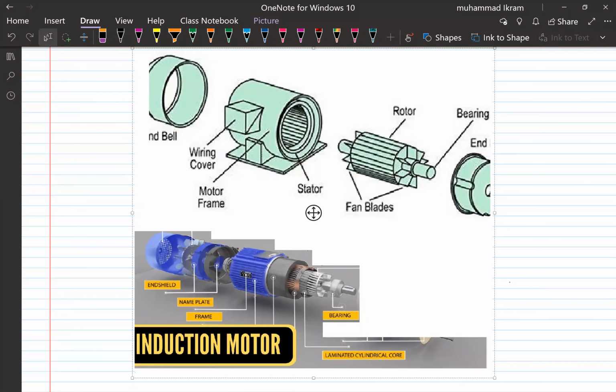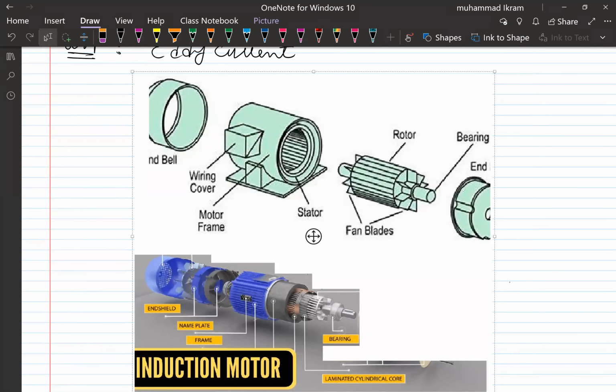The AC motor usually has two basic important parts. The one part is called the stator, right? The stator is the fixed part of the motor. It is fixed, the non-rotatable part. And the rotor is the dynamic part of the motor.